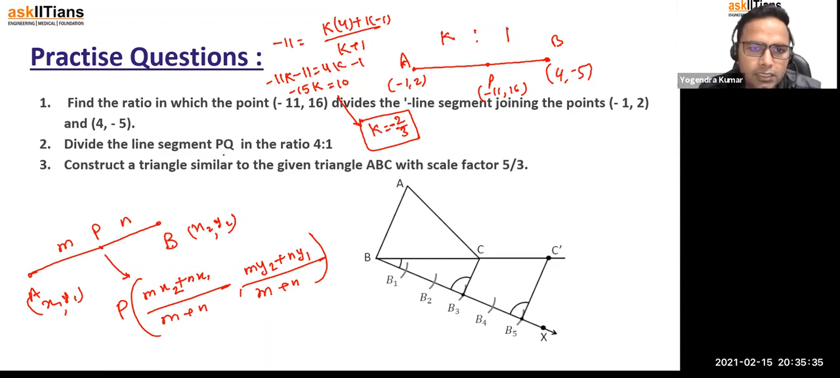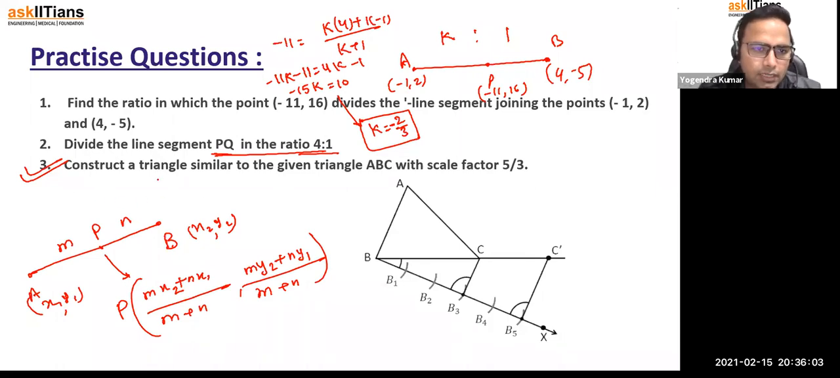Now divide the line segment PQ in the 4:1 ratio. I showed you exactly the same, so I think you can do this easily. Now let's do the construction of a triangle similar to the given triangle ABC with a scale factor of 5 by 3. We want a 5 by 3 scale factor, so let me show you this.